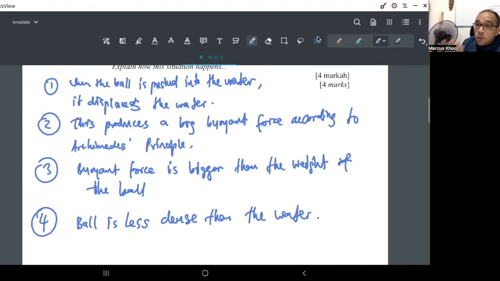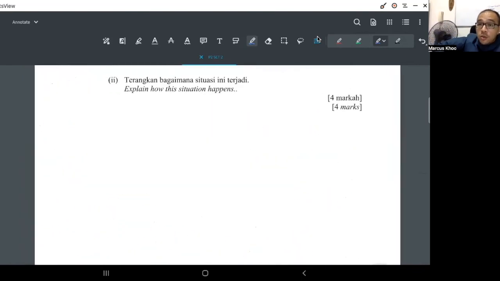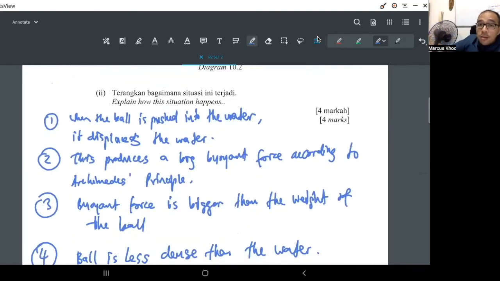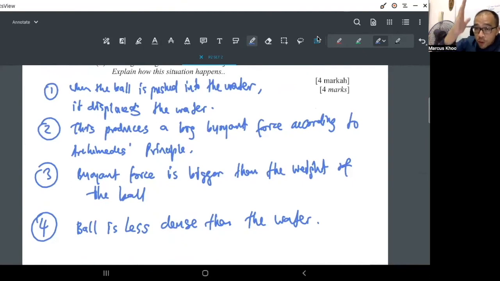But because this whole question is about Archimedes' principle, you kind of want to stick to it. Talk about when it displaces the water, it will create a big buoyant force because the whole ball is inside the water already, and so a lot of water is being displaced. A lot of water displaced means you produce a big buoyant force, and the buoyant force is the one that pushes the ball upwards because the buoyant force is bigger than the weight of the ball.